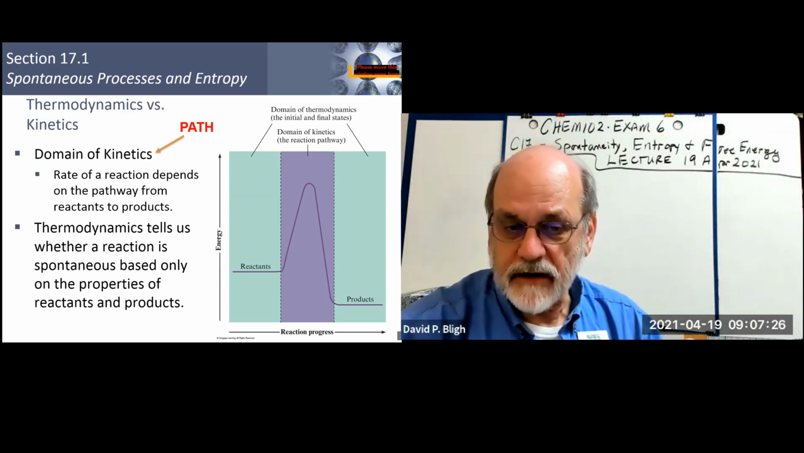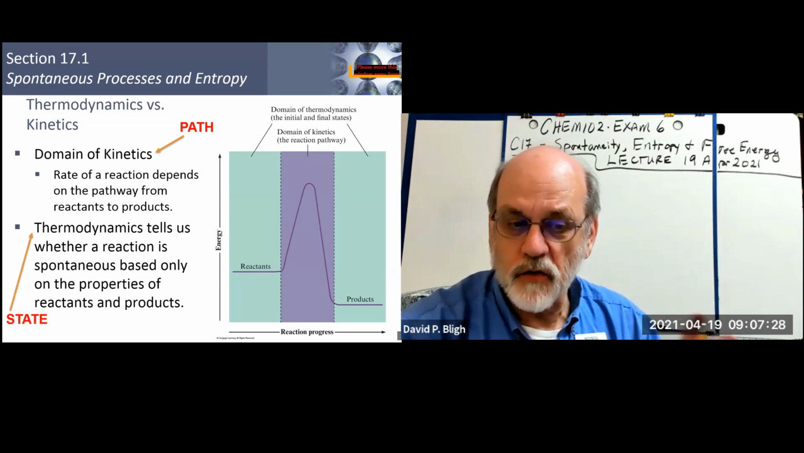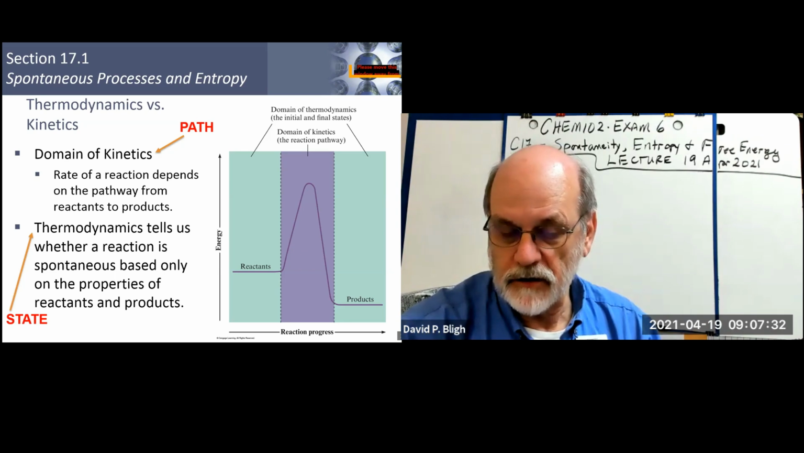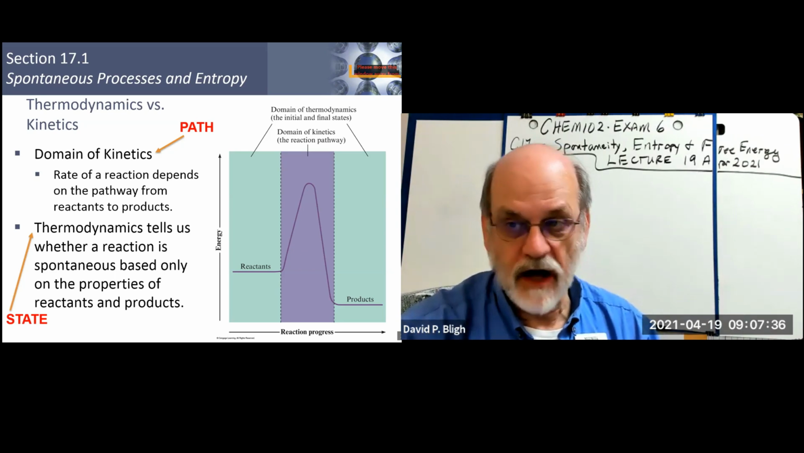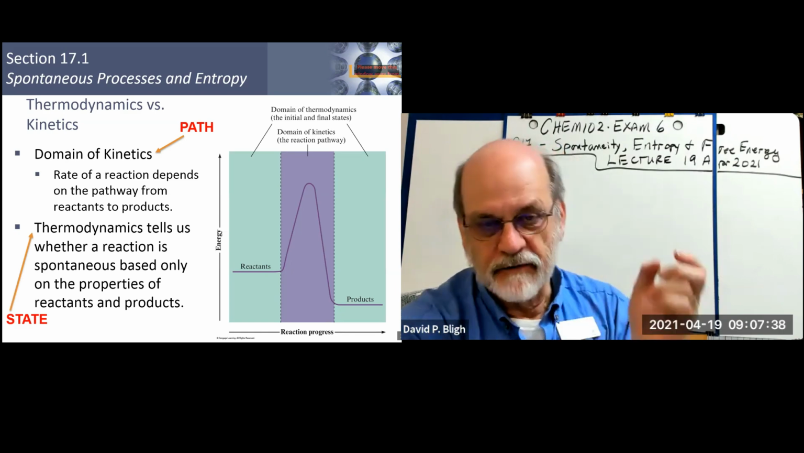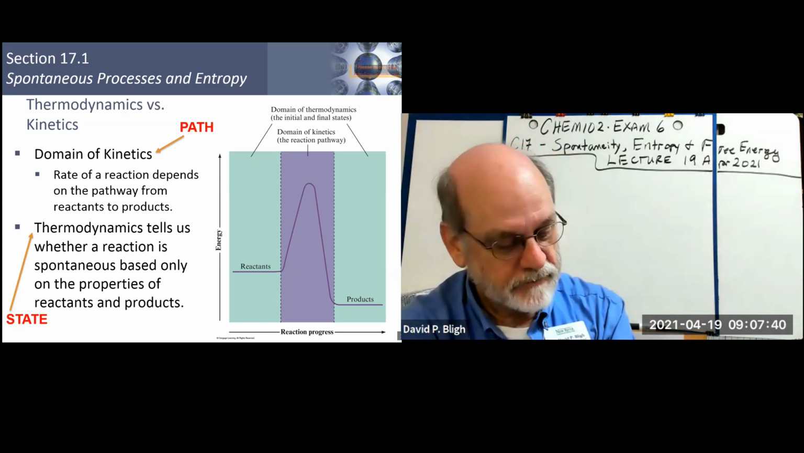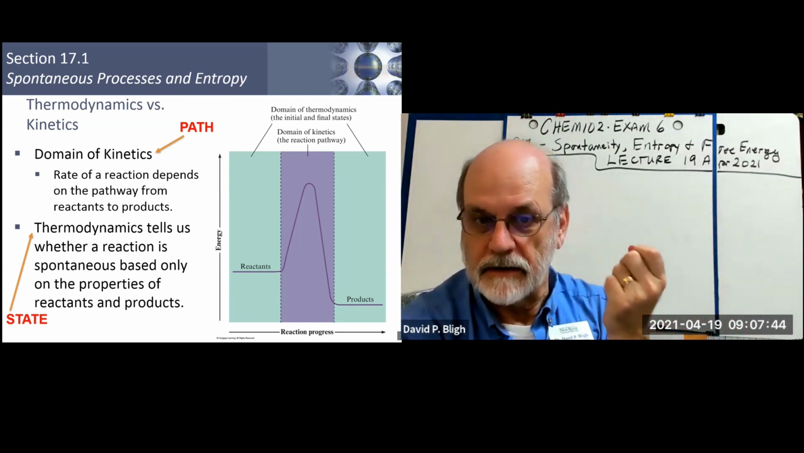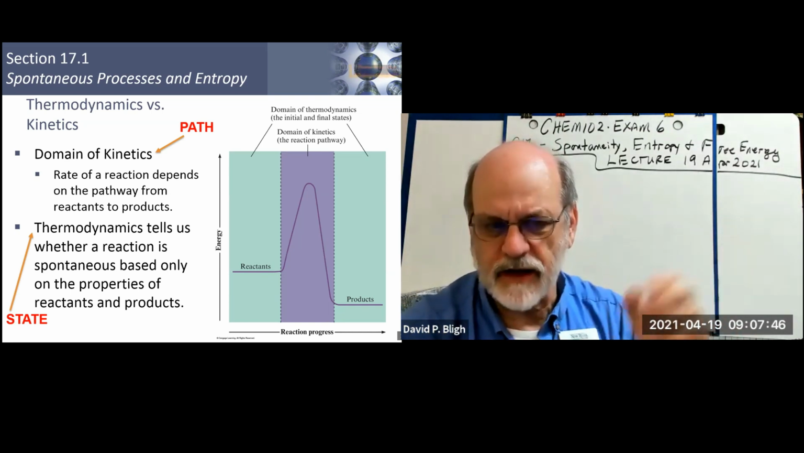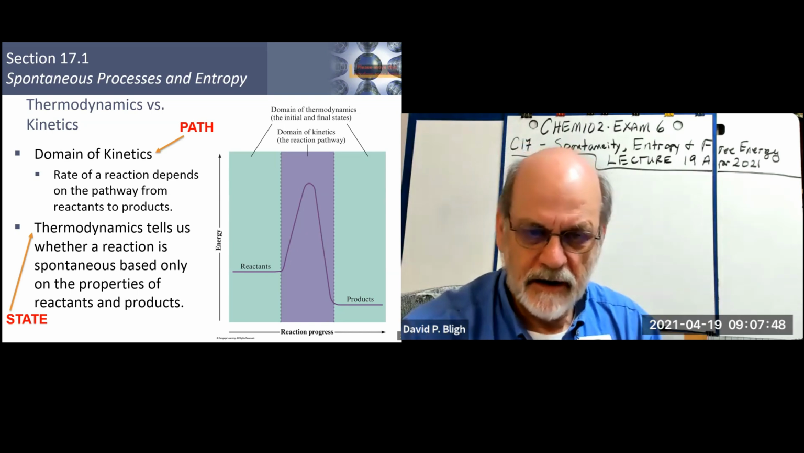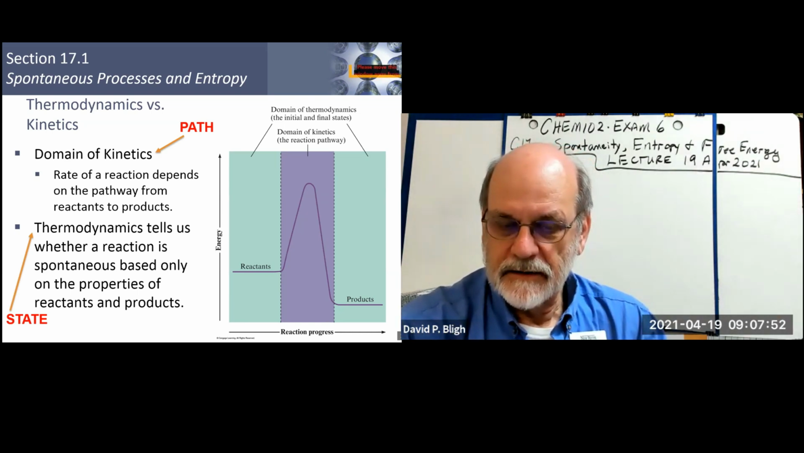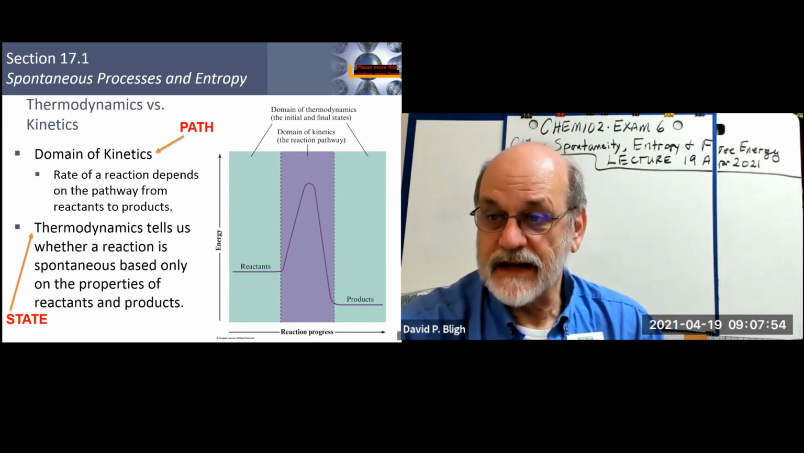The thermodynamic topic just tells you whether a reaction will proceed at all under certain conditions, and speed is not an issue. In fact, there are some reactions that will proceed spontaneously. Well, I guess I'll have to define what that is, but they will run, but they might take a very long time.